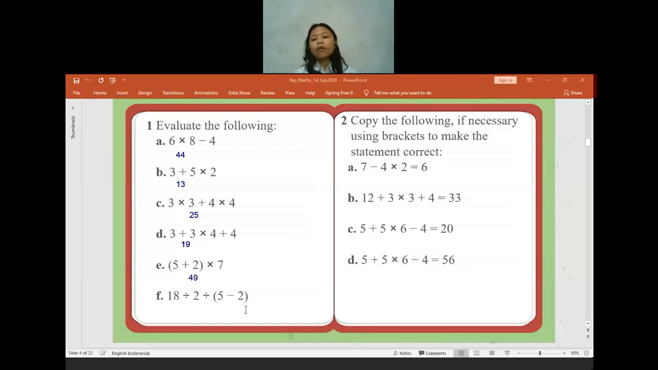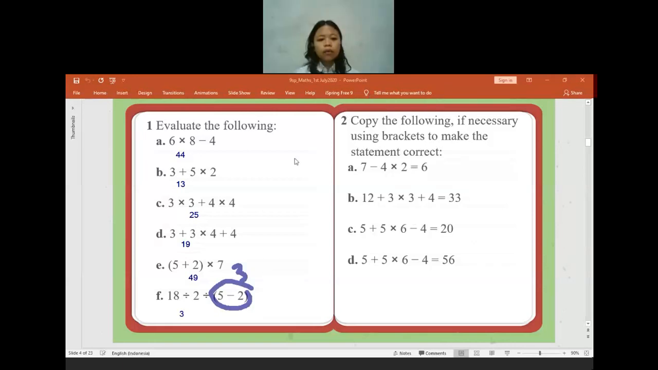For question F, how much will it be? 3? Question F. Okay, okay. Now it's question F. There is a bracket, so we do the bracket first. 5 minus 2 equals how much? 3. Okay, it will be 3. After that, we do from the very front. So 18 divided by 2 and then we divide by 3. How much will it be? 3. Okay, is there anyone confused so far? Or do you think I'm going too fast?